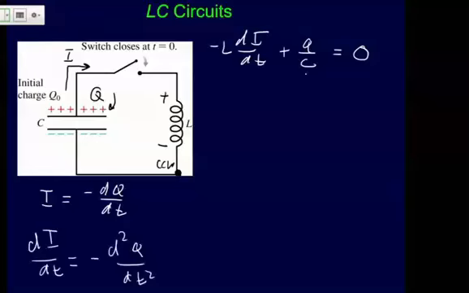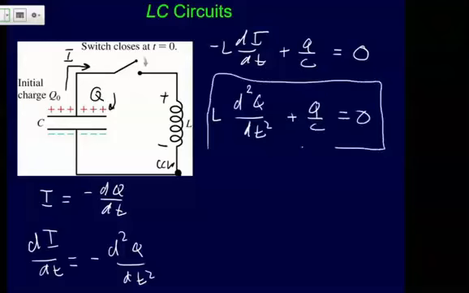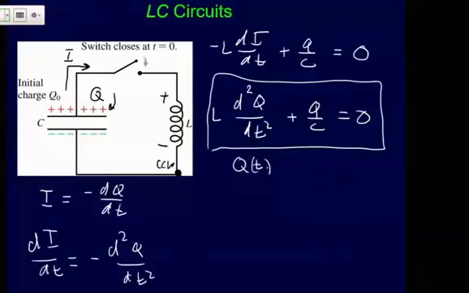If I take this equation and clean it up a little bit, I get L d squared q/dt squared plus q over C equals 0. I don't know if you've seen much of these things, but this is a differential equation, which is a super important thing to people in the STEM field, right? We have this Q as a function of t, so this equation gives us a recipe to find out how the charge on the capacitor changes with time.